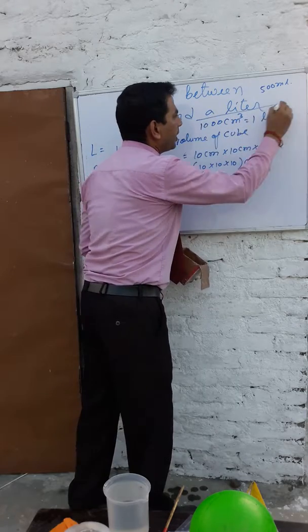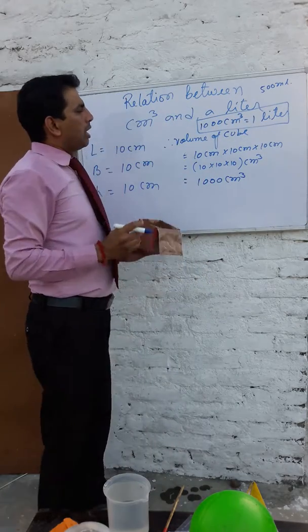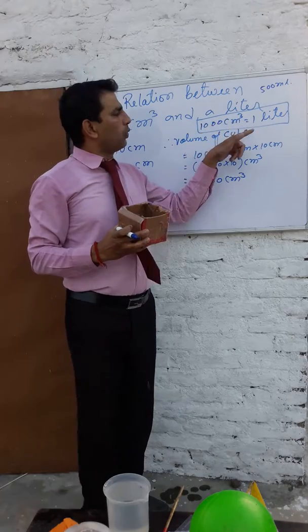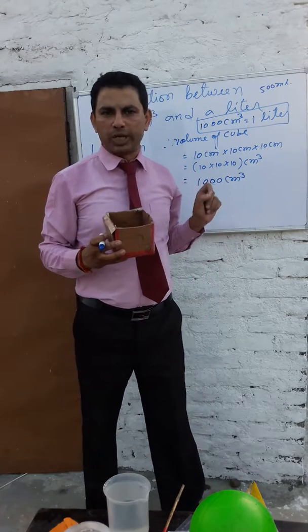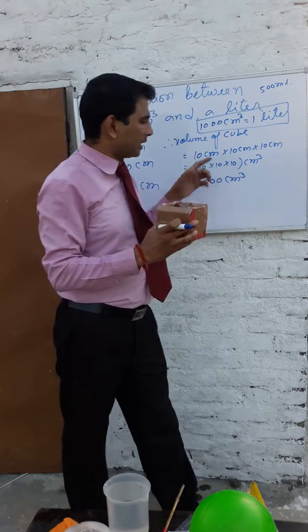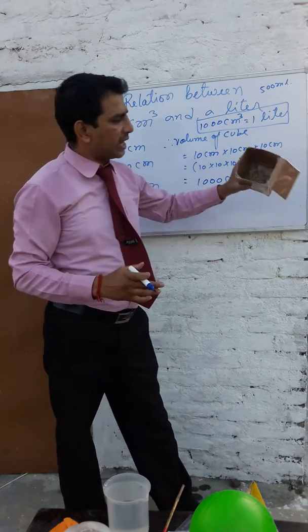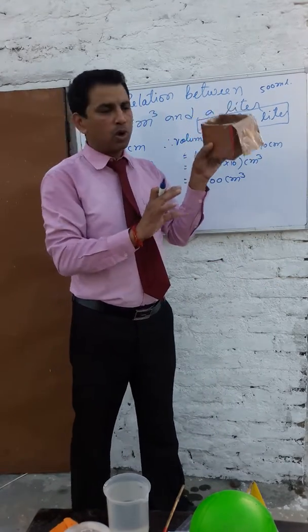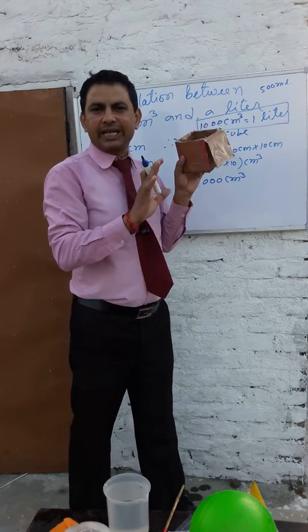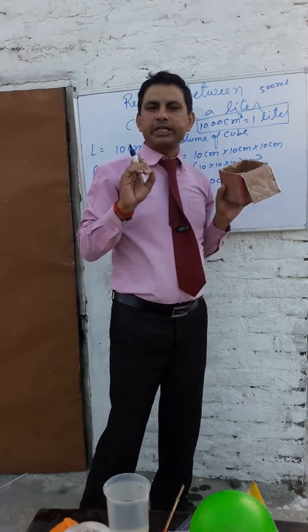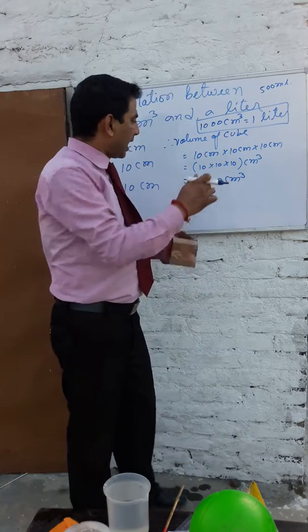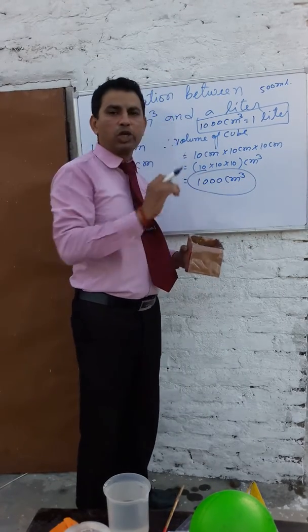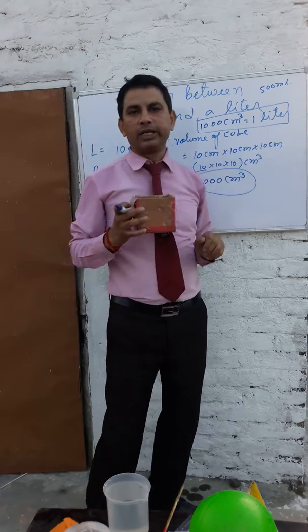This is a very important relation and is useful in many numerical problems in physics as well as in mensuration. When the children understand practically, when they see that a cube of length, breadth and height exactly 10 centimeter each has a volume of 1000 centimeter cube, and that 1000 centimeter cube volume will occupy exactly 1 liter.